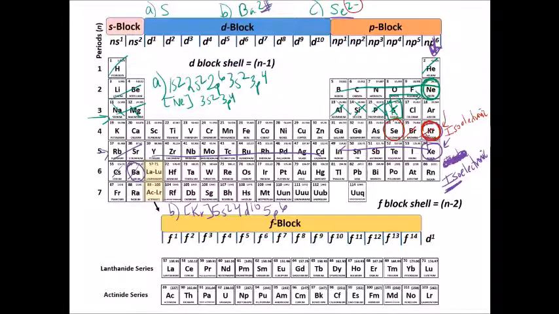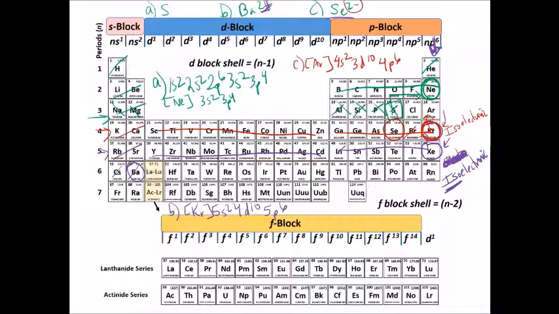So what I can do here is I can write out the configuration for krypton, which isn't as long, or I can use the noble gas configuration for krypton, which would put me at starting with argon in brackets, like so. And then I would start here in this row, and this would be 4s2, 3d10, and then I get all the way over here to krypton, which is 4p6.